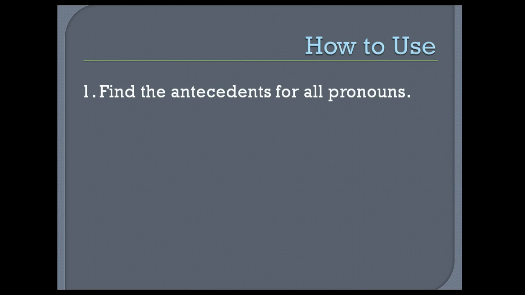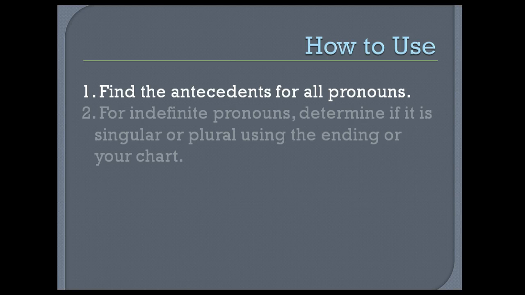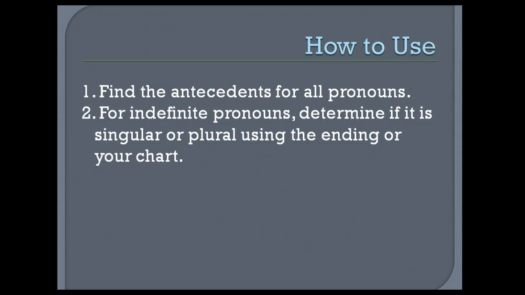So we're doing this. You want to find the antecedents for all of your pronouns. I typically recommend to my students that you draw an arrow from the pronoun you've got to the word you think the pronoun's replacing. It may not be a perfect system, but it gives you a visual connection between those two words to see how those two words, the pronoun and the antecedent, go together. For indefinite pronouns, you want to determine if that antecedent is singular or plural using the ending or the chart.